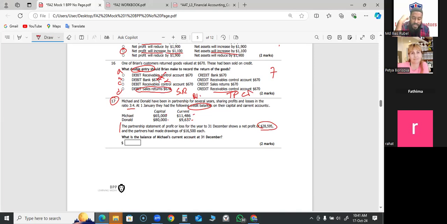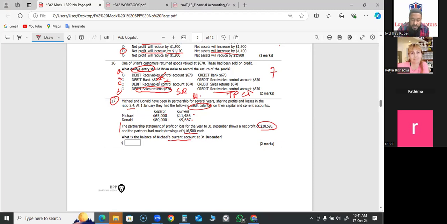28,595. Now, the partners had made drawings this much each. What is the balance of Michael's current account from the profit? At first, from the profit, you need to take out any interest on capital and interest on drawings. You need to adjust those.